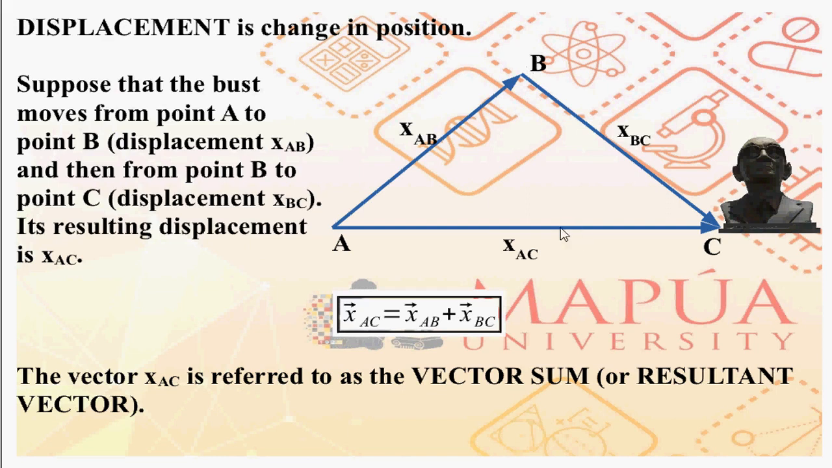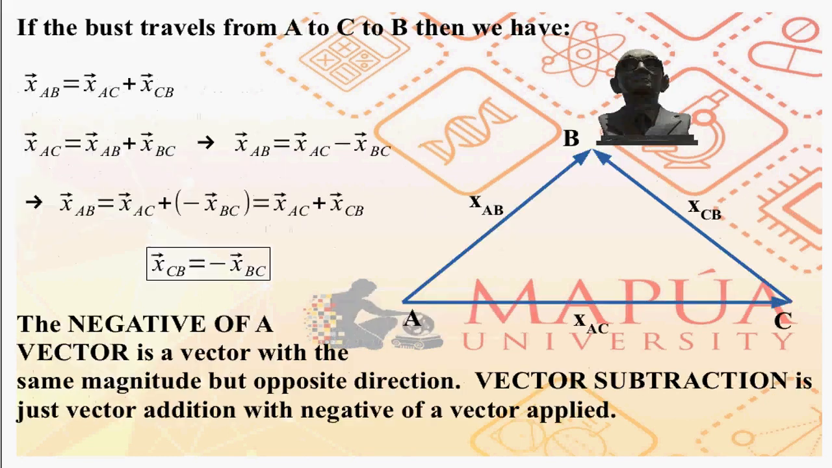If you compare the two vectors, XBC and XCB, the only difference between them is the direction. XCB is from C to B, XBC is from B to C. They have opposite direction. Same magnitude, but opposite in direction. The negative sign implies that the direction has been reversed. The negative of a vector is a vector with the same magnitude but opposite direction.